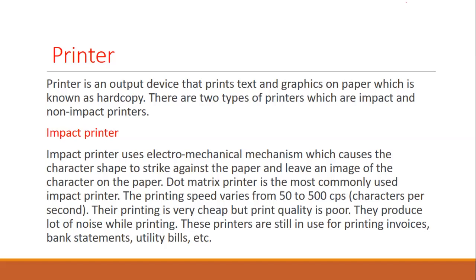So dot matrix printers are commonly used. If someone asks you which printer is used as an impact printer, you must answer that the dot matrix printer is the commonly used impact printer, and its printing speed is 50 to 500 characters per second. Their printing is cheap, but quality is poor. They produce a lot of noise. These printers are still used in printing invoices, bank statements, utility bills, etc.